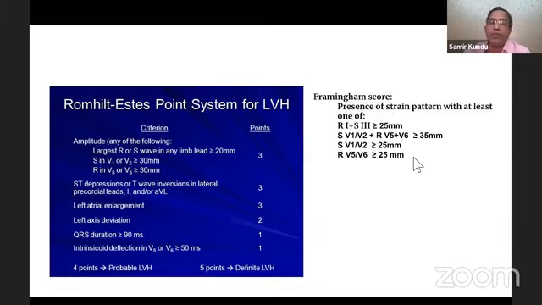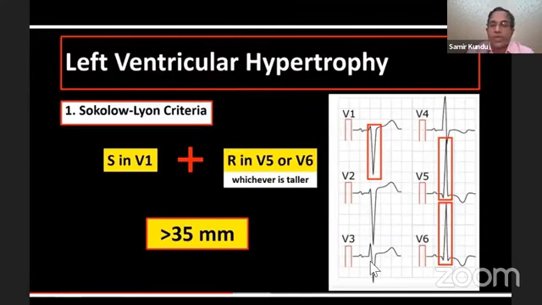For the Framingham score, there must be ST-T changes, secondary changes or repolarization changes, plus any one of the following: R wave in lead 1 plus S wave in lead 3 greater than or equal to 25 millimeters; S wave in V1 or V2 plus R wave in V5 or V6, that means the Sokolow-Lyon criteria, more than 35 millimeters; S wave in V1 or V2 more than 25 millimeters; R wave in V5 or V6 more than 25 millimeters. So this is the Sokolow-Lyon criteria: the highest of V5 and V6 plus the S wave in V1 greater than or equal to 35 millimeters indicates left ventricular hypertrophy.